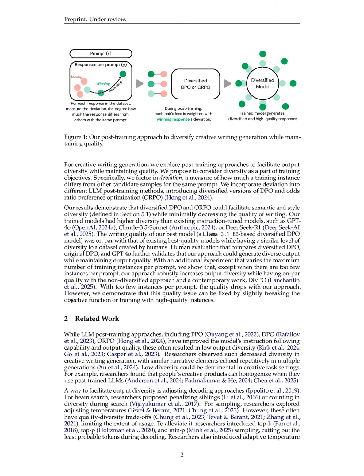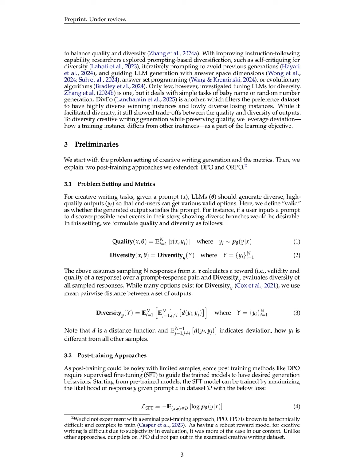The proposed method incorporates deviation into the training objectives of direct preference optimization, DPO, and odds ratio preference optimization, ORPO, to enhance output diversity while maintaining quality. First, deviation is defined as the degree to which a training instance differs from other instances generated for the same prompt. In the case of DPO, the training objective is modified by weighting the loss of winning-losing response pairs with the deviation of the winning instance, emphasizing rare outputs over common ones.